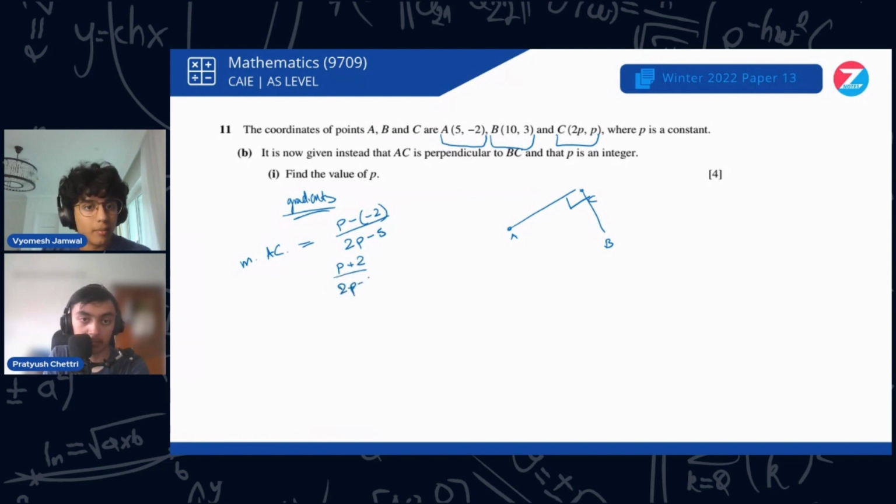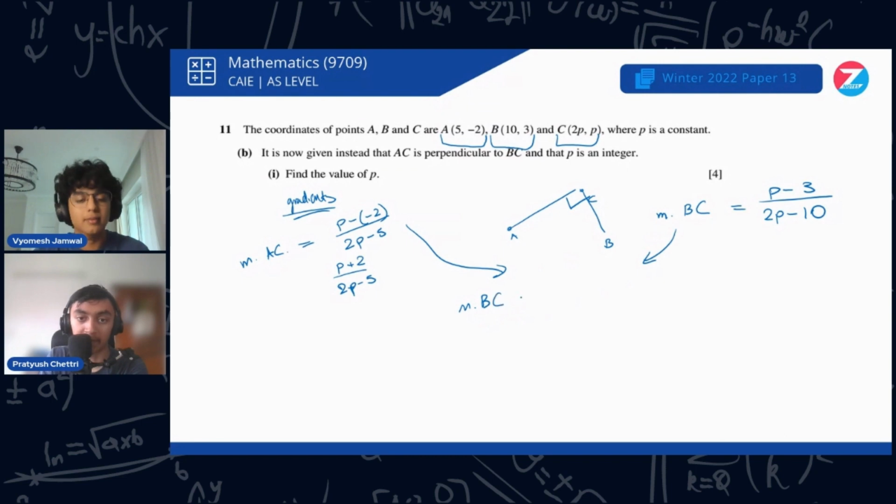And then if we look at the gradient of BC, it's going to be p minus 3 over 2p minus 10. Yep. And so what we said before was that when we multiply both of them together, it should be equal to negative 1. So let's also form that equation. Gradient of BC times gradient of AC should equal minus 1.